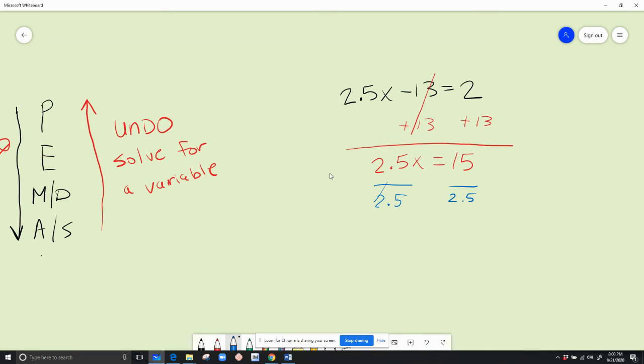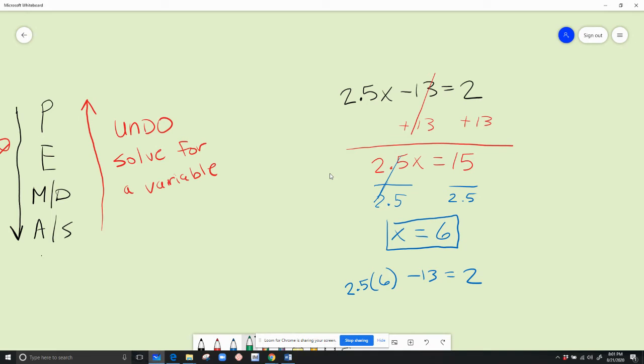And this cancels. And we get x equals 6. Last step, we're supposed to just plug it in. So look at your original equation, 2.5x, x is 6 now, minus 13 equals 2. So that's my original equation, but I just plugged in what I think is x, which is 6.